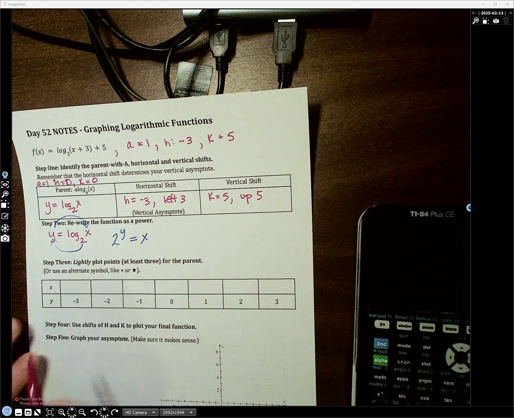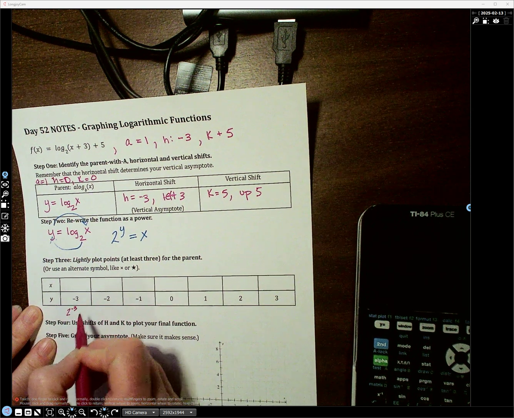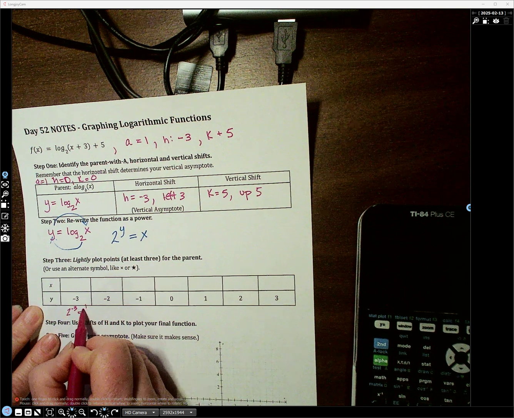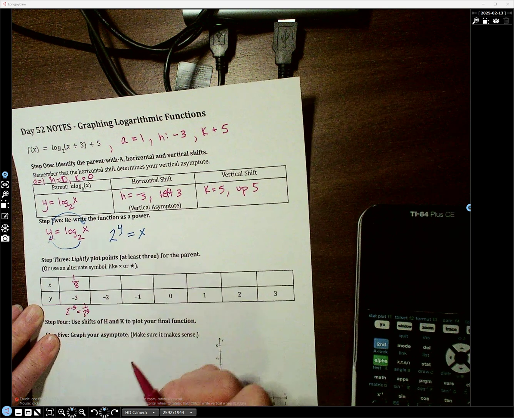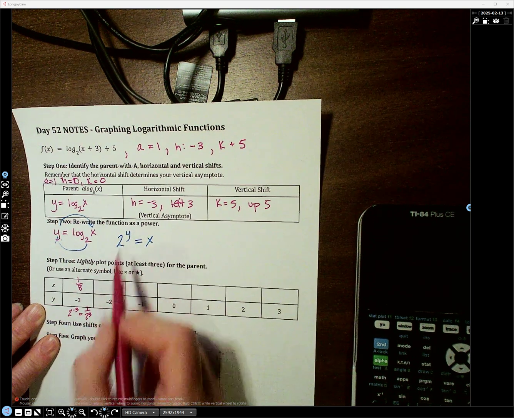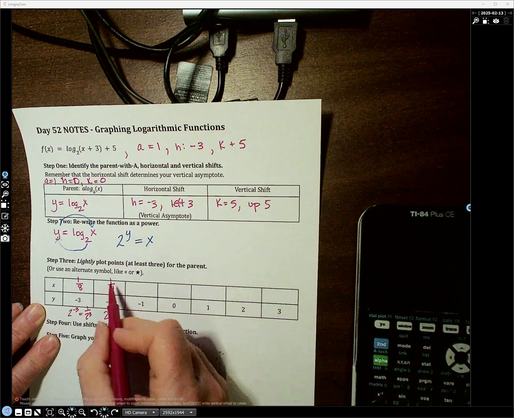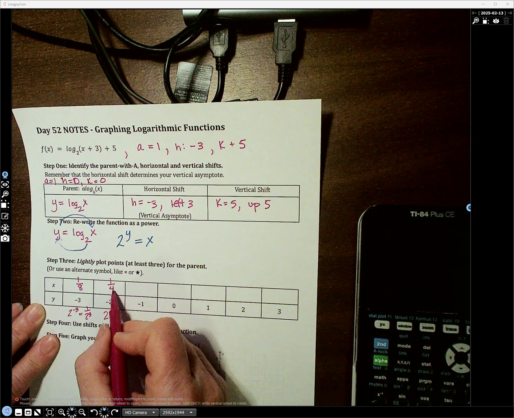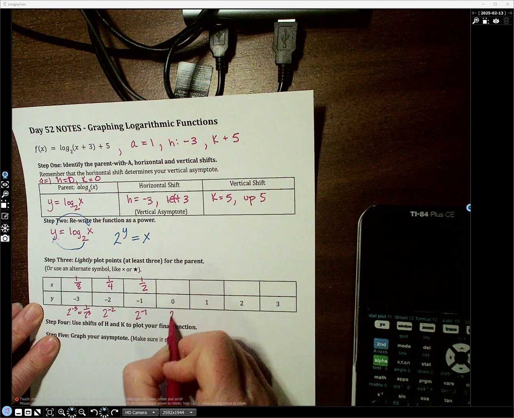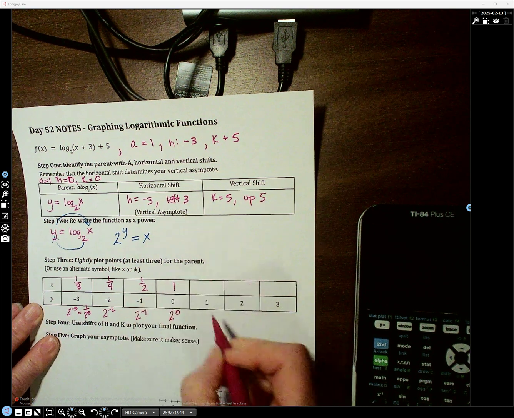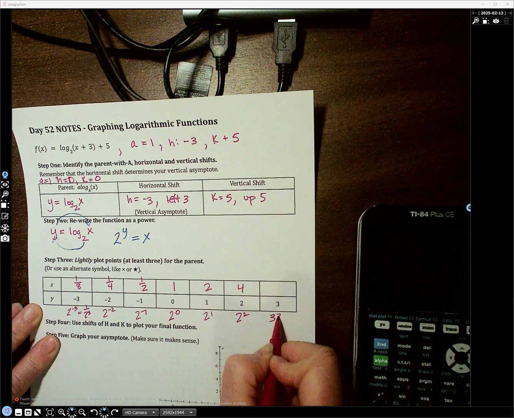When I plug in the y value, I'm going to get 2 to the negative 3. I'm plugging in negative 3. Well, that's going to be 1 over 2 cubed, which is 1/8. And I'm going to plug in negative 2, 2 to the negative 2, which is going to be 1/4, right? 1 over 2 to the positive 2, which is 1/4. Plugging in negative 1, that's going to be 1/2. Plugging in 0, that's going to be 1. 2 to the first, 2. 2 squared, 4. 2 cubed, 8.